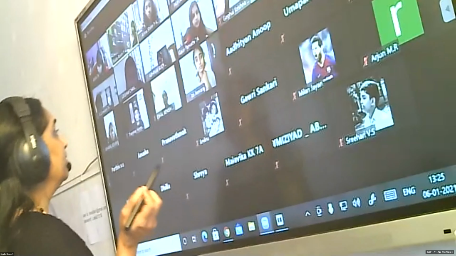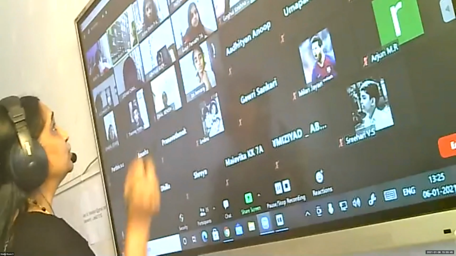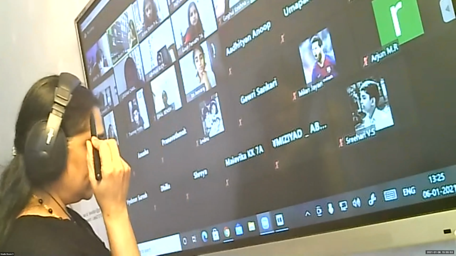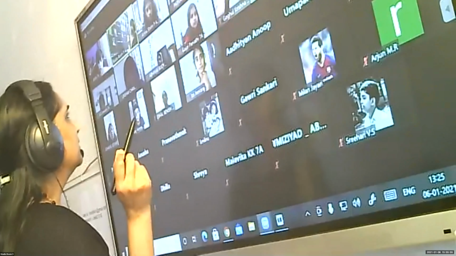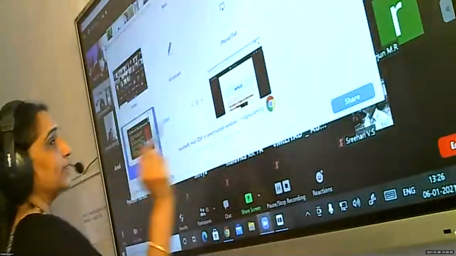Carbon monoxide is released from vehicles, and we should not breathe that. That is why vehicles are made to undergo a test. What is it? Smoking test. Pollution test. Yes, pollution test.